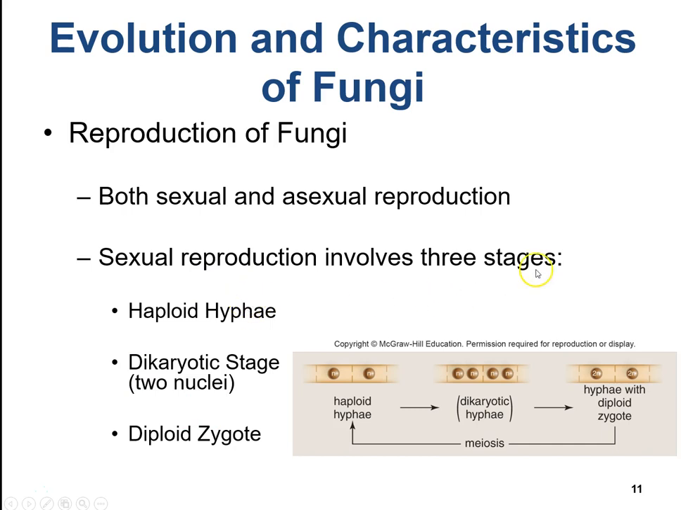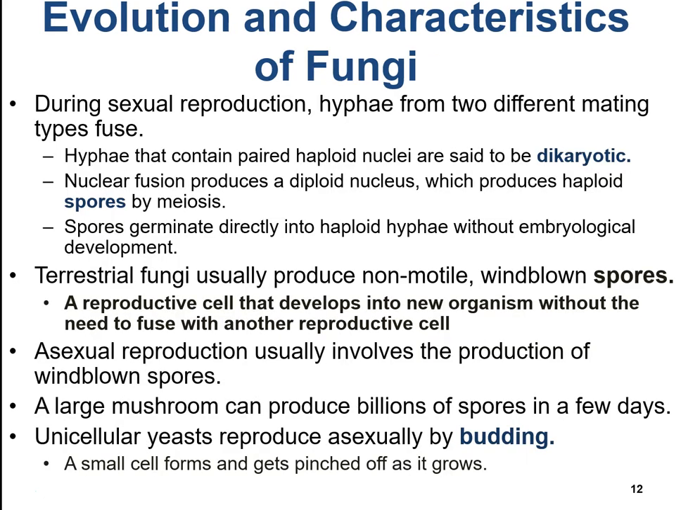If you're talking about sexual reproduction, there are 3 stages. You'll have haploid hyphae. That's what this is showing you here. You have this dikaryotic stage where you have 2 nuclei. And then you end up with this diploid zygote, okay? Which then can go back to form more of these haploid hyphae and continue that reproductive cycle.